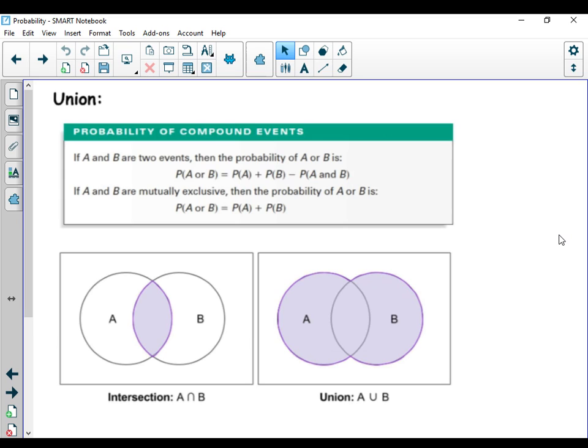So we looked at both "and" and "or." Okay, so within the "or" problems, we can have what's called mutually exclusive and not mutually exclusive.